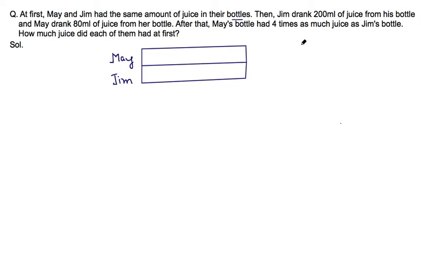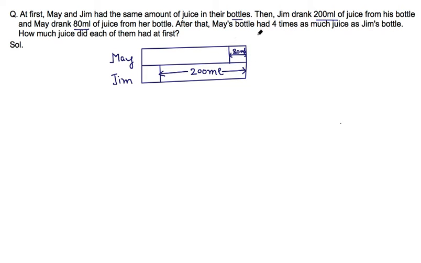Now what do we have? Jim drank 200 ml of juice from his bottle. He was really thirsty, so he drank about this much from his bottle. So let's say this is 200 ml. And how about May? She was not that thirsty, so she drank only 80 ml. Maybe let's say she drank only this much, so this is 80 ml, fine.